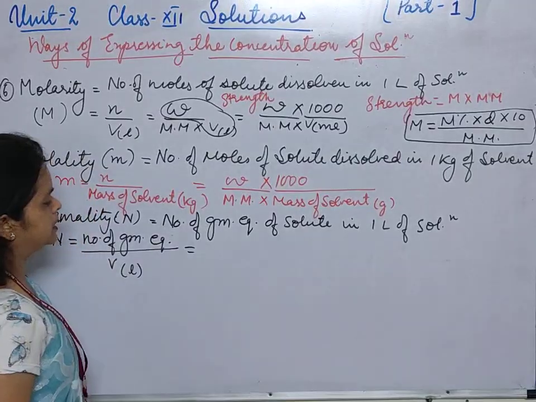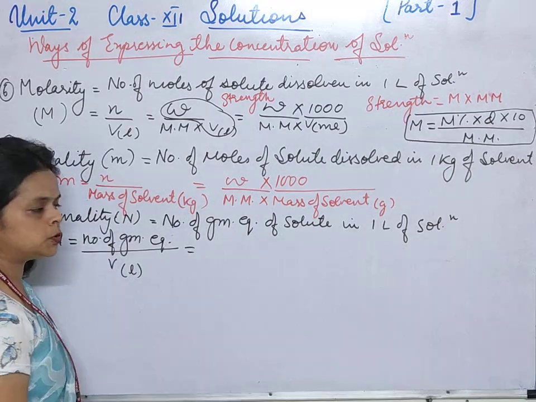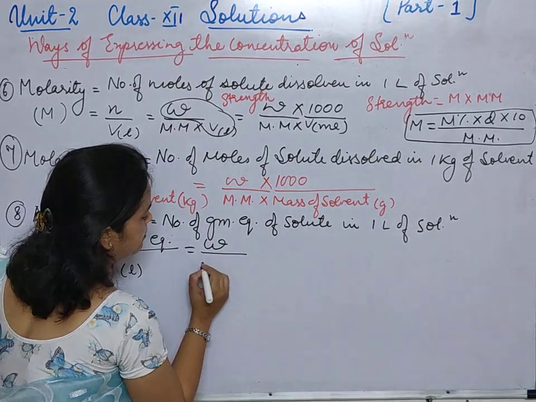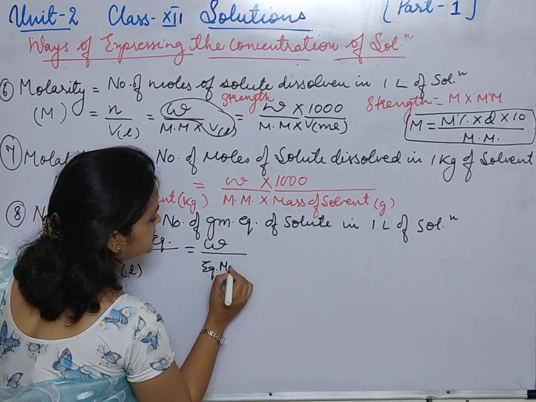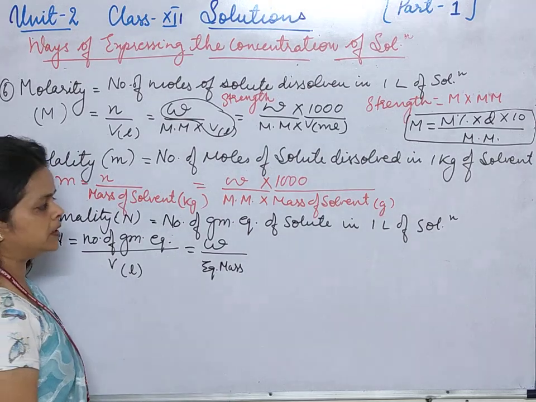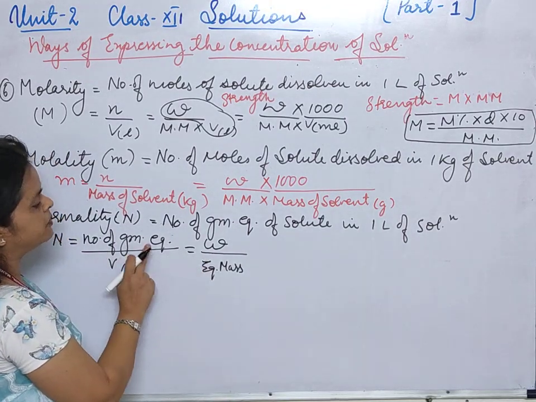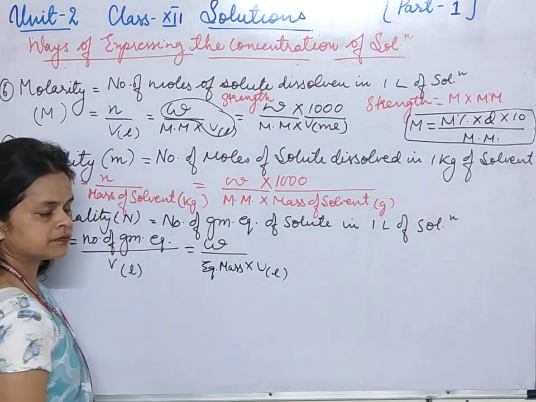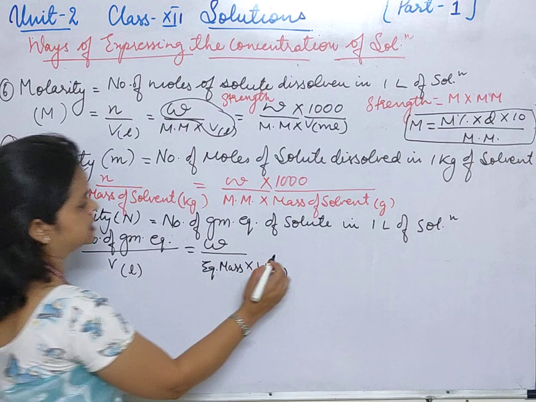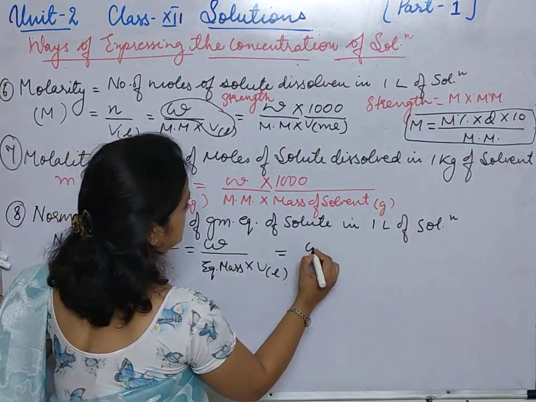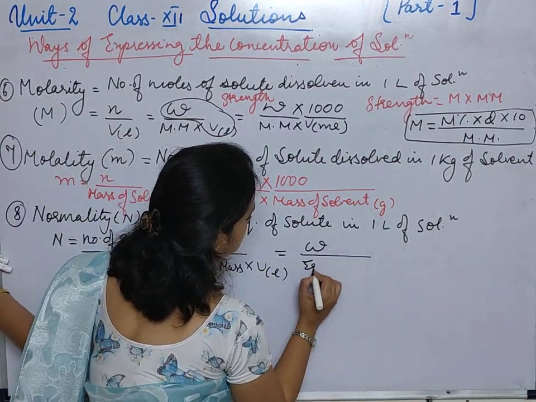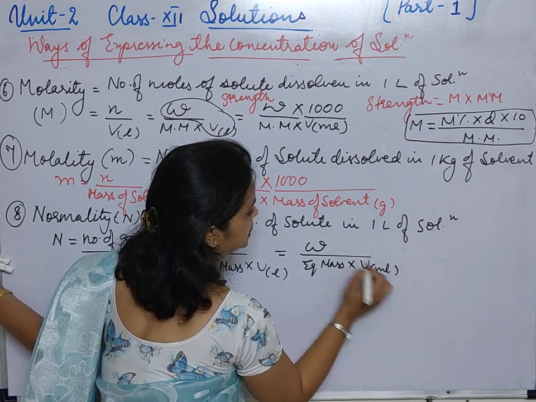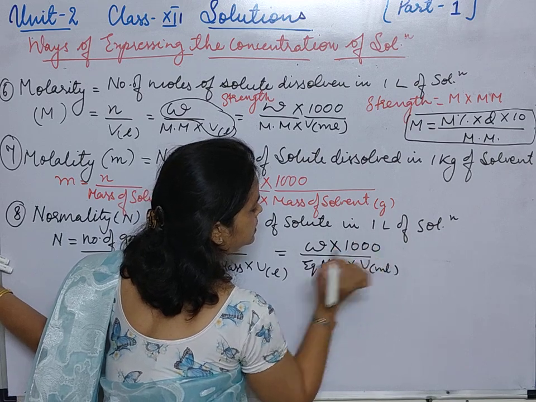Okay. Now we open this. Number of gram equivalents, how to calculate? Mass of solute divided by its equivalent mass gives us the number of gram equivalents, and here the same volume in liters. If this volume is given in milliliters, the formula will become somewhat like this: W upon equivalent mass into volume in milliliters divided by 1000.